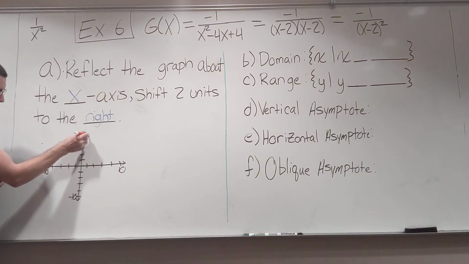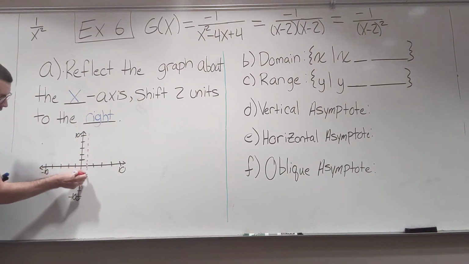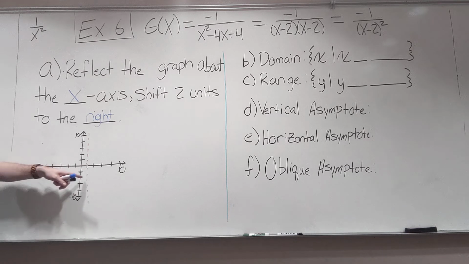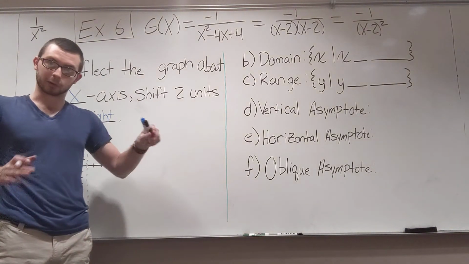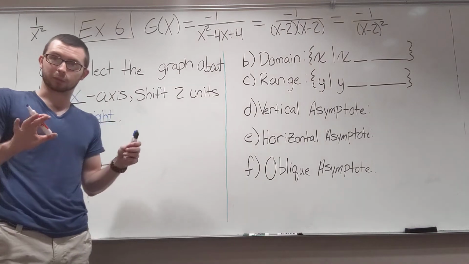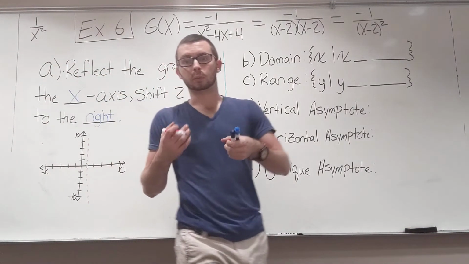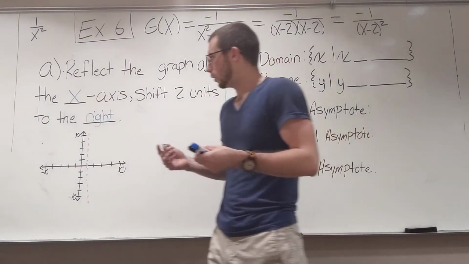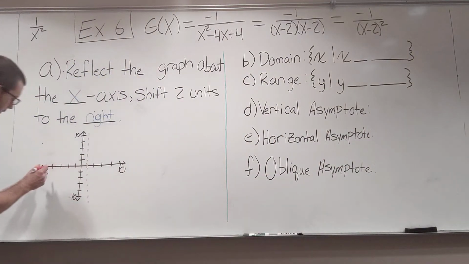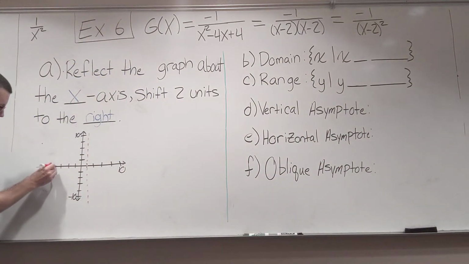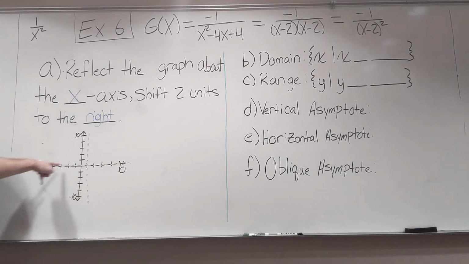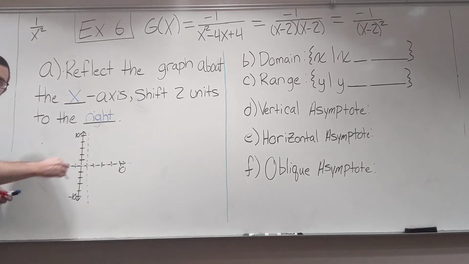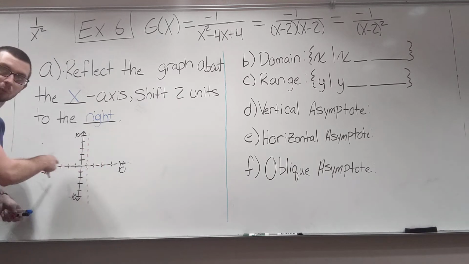So now that asymptote will be shifted right here. But the horizontal asymptote never got shifted. The horizontal asymptote only gets affected when we go up or down. So that will continue to stay on the x-axis. It might be hard to see, but the multiple choice will have this part for you.